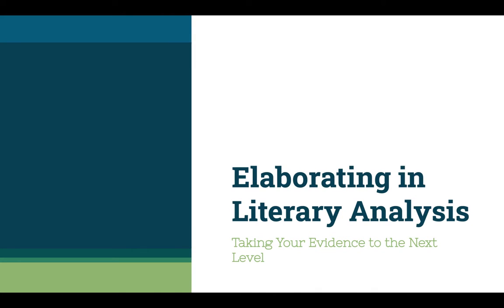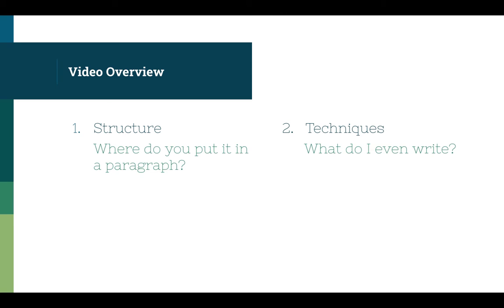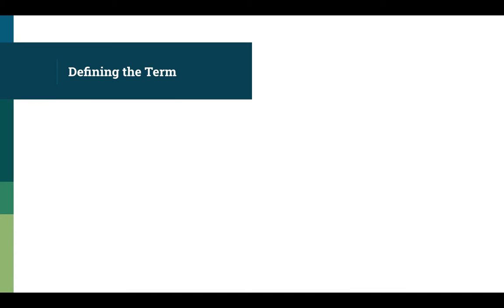In this video, we're going to talk about how to elaborate on literary analysis. Really, how do we take our evidence to that next level? Quick overview, we are going to talk about first structure, meaning where do we put it in the paragraph, and then technique, how do you do it? What do you even write to elaborate on your evidence?